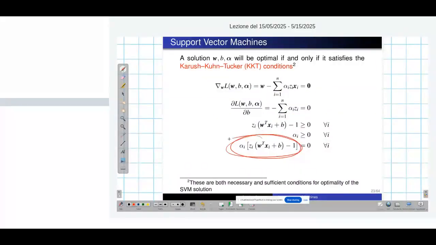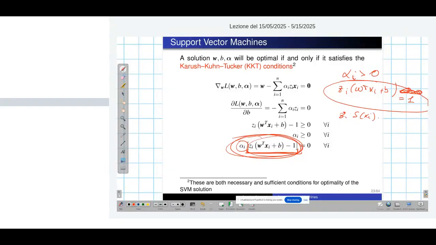This expression tells us something more. We know that an optimal solution satisfies this, which means that for this to be 0, at least one of these two terms must be 0. Which means that for all samples for which alpha i is non-zero, strictly greater than 0, then the corresponding zi (W transpose xi plus b) minus 1 must be 0. Let's remove the minus 1 and bring it outside. What does it represent? Where is this point located? If I have a point for which zi times the score of the point is equal to plus 1, which point is it?